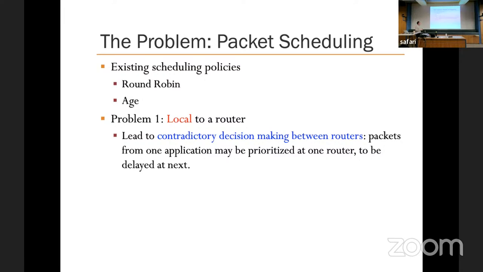Basically, this is the downside of local, uncoordinated decisions across the network. One router prioritizes some application, the other router takes a completely different decision. As a result, both applications suffer.